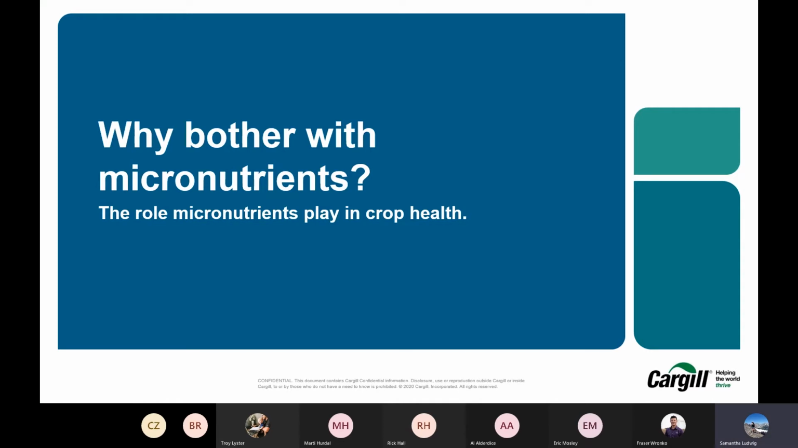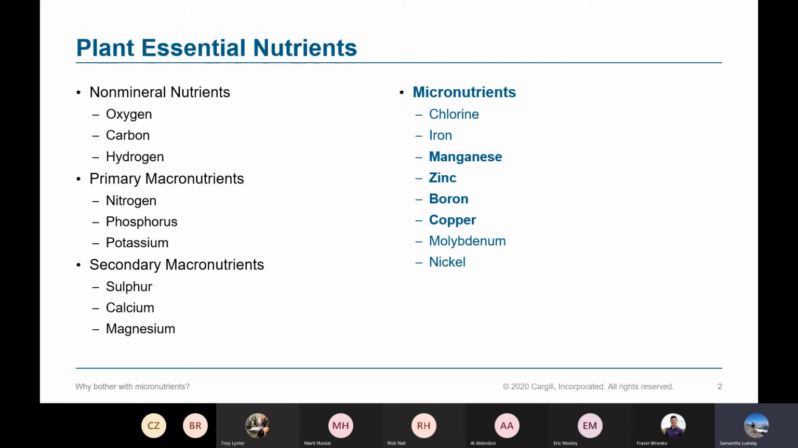So I'd like to start off with some of the basics on plant nutrients and elements, and then dive into micronutrients more specifically and how it applies to West Alberta. So first I'd like to start off with a reminder of the 17 essential nutrients for plant growth and development.